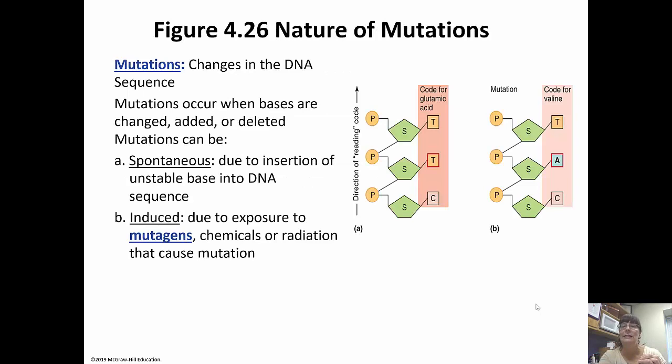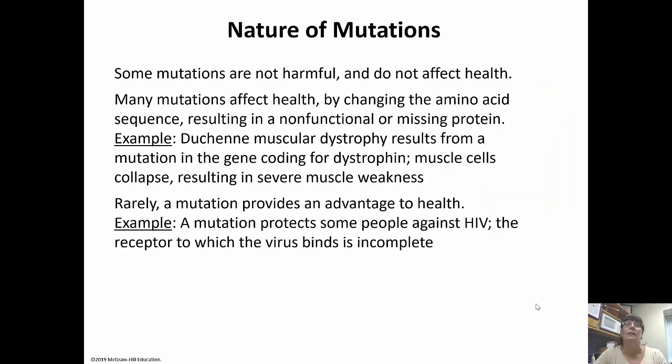Mutations are changes in DNA sequences. They occur if a base is going to be changed, added, or deleted. Now, they can be spontaneous, which means that an unstable base is just inserted mistakenly, or they can be induced due to exposure to mutagens. Mutagens are just things that cause mutations, like chemicals or radiation. Some mutations are not harmful at all. Many mutations affect health, though.